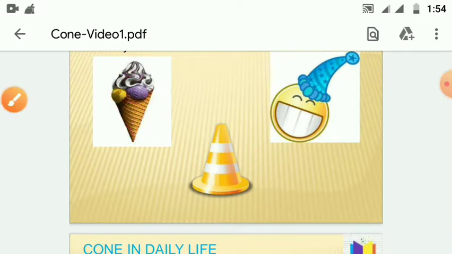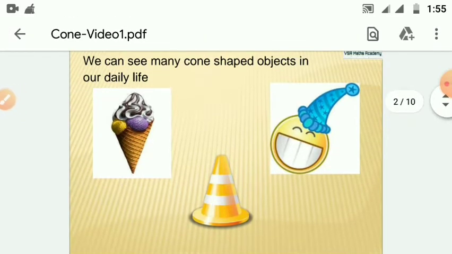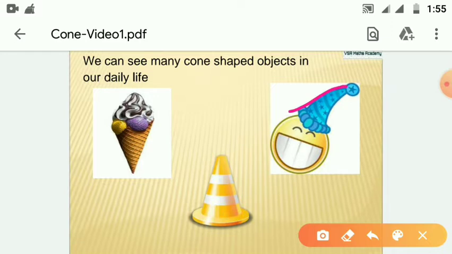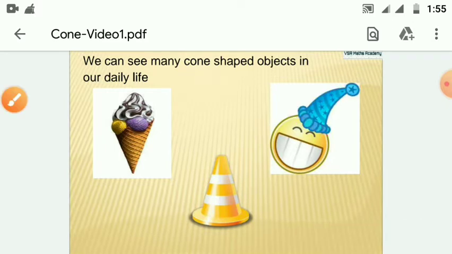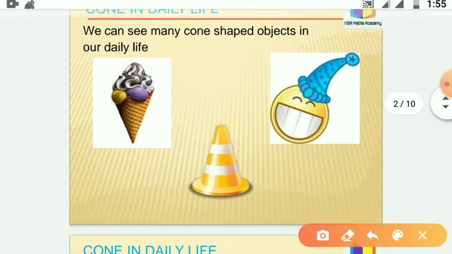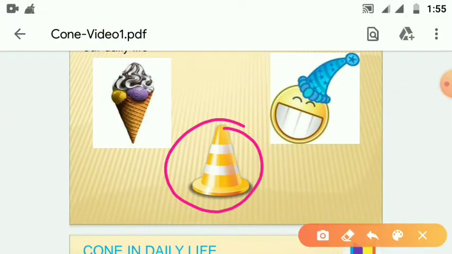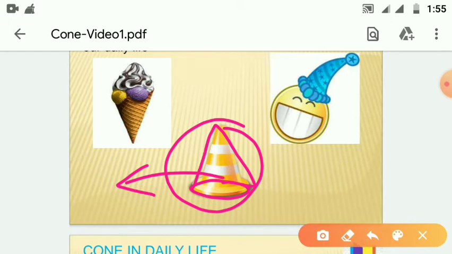And also you can see here the cap of a joker. This is also in cone shape. We can see it in our daily life. And also this is an object which is kept on the roads for safety. This is called a road safety cone. This is also in the shape of a cone. All of us have seen this already.